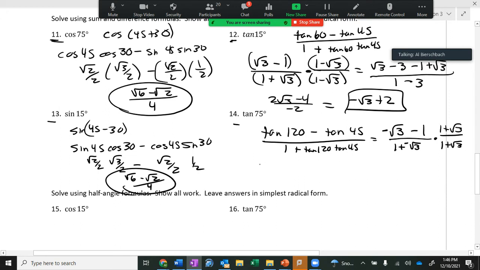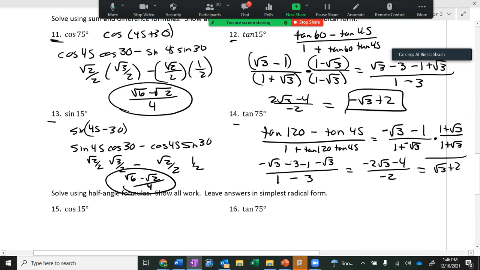So we get negative square root of 3. Outers is negative 3. Inners is negative 1. Last times last is negative square root of 3. All over, well, not 9. Come on, Mr. Hirschbach, you're smarter than that. It's minus 3 minus 1. There we go. Bottom is 1 minus 3. So you get negative 2 square root of 3 minus 4 over negative 2, which is square root of 3 plus 2.